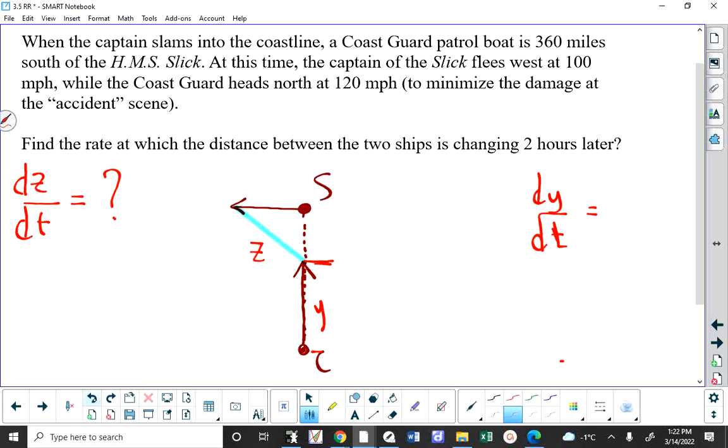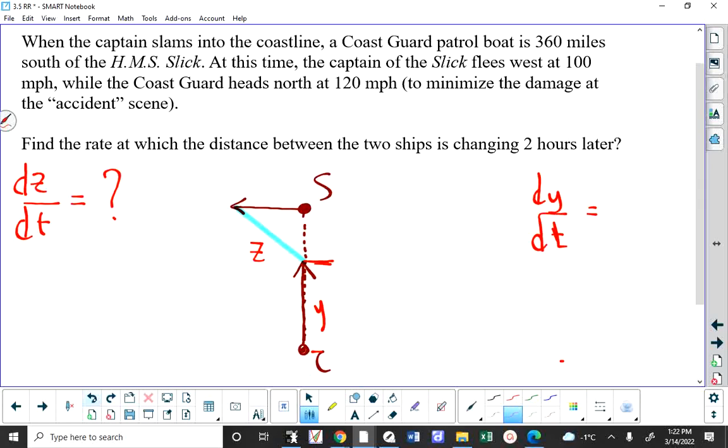Tyson, do you know? No? Grant, do you know? No? Zebi? It's 120 miles per hour.